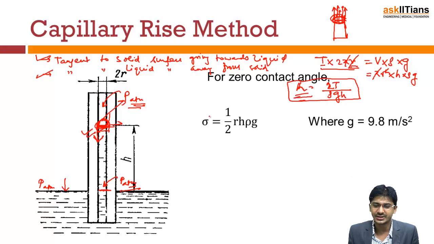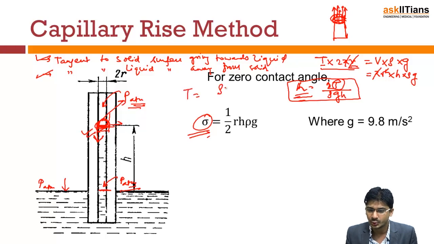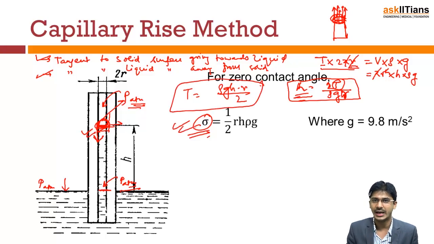If you denote the surface tension by sigma, you will see that this T is actually rho g h r by 2. Sorry, this was r, so rho g h r by 2. So this is what we have written here, where g is as usual the same value. So we have seen this when the liquid surface is flat.